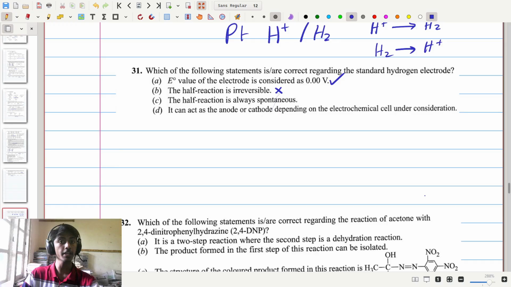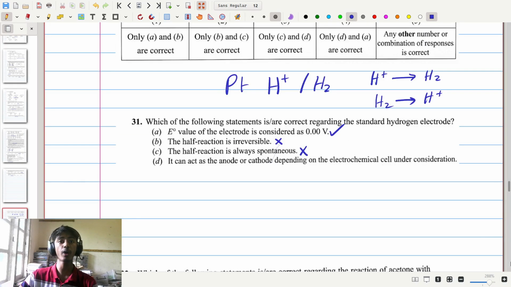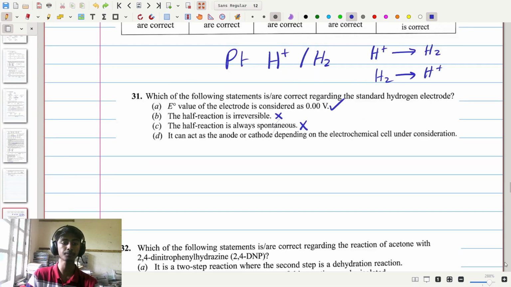Now moving on to statement C, it says the half reaction is always spontaneous. Now this is also incorrect, as considering these two half reactions, when the forward one is spontaneous, the reverse one is non-spontaneous and vice versa. So therefore, any of these will not always be spontaneous. It will be spontaneous sometimes and non-spontaneous in the other cases when the reverse reaction is spontaneous. So therefore, statement C is also incorrect.